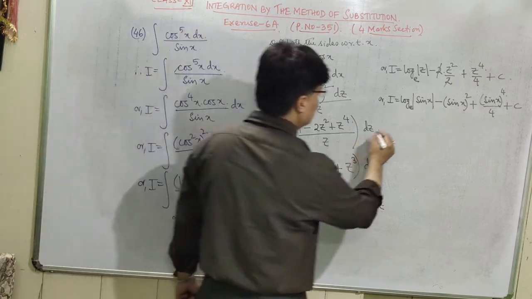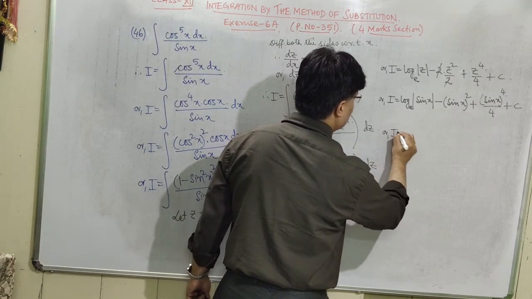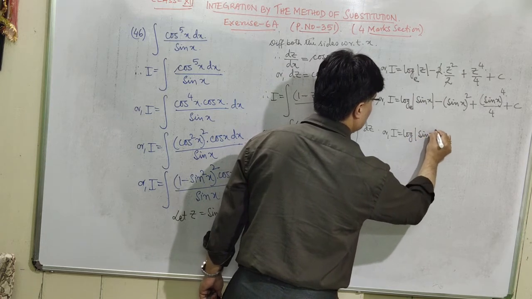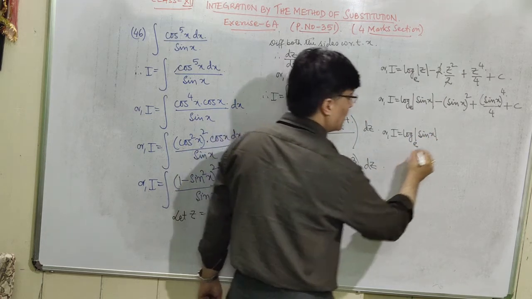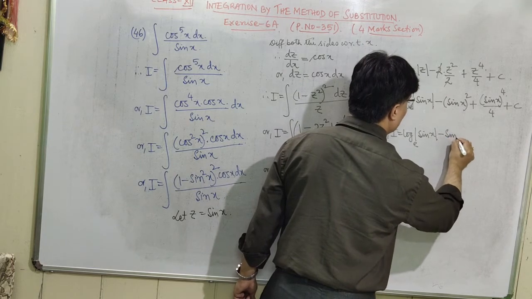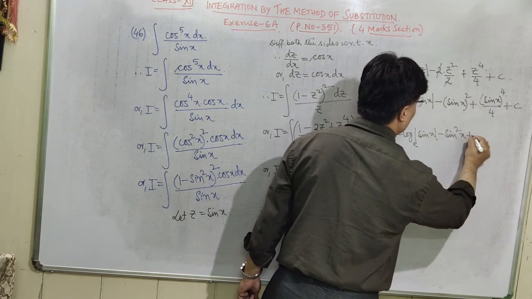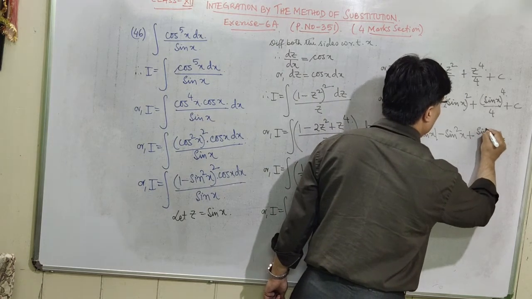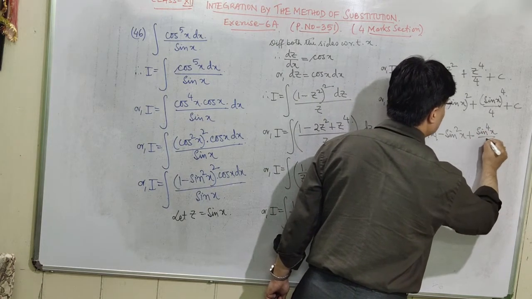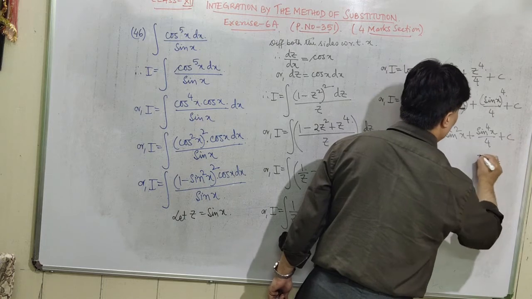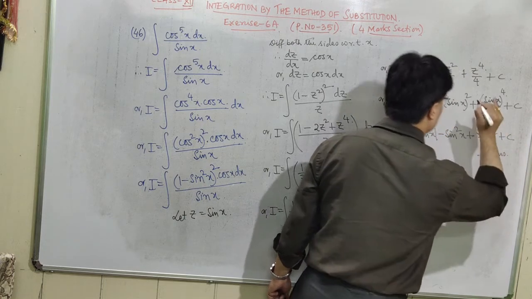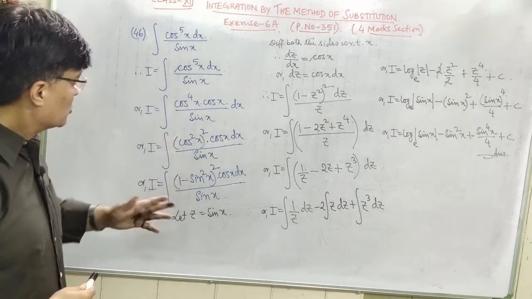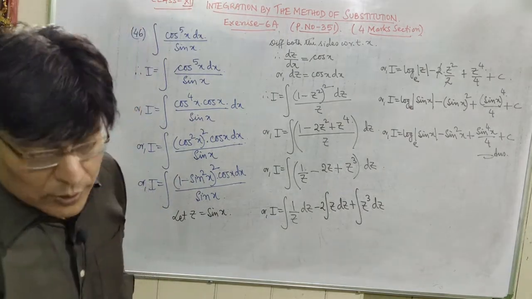So let us simplify it. Or I is equal to log within mod sine x base e minus, what is sine x whole square? It is sine square x plus, what is sine x whole to the power 4? It is sine to the power 4x divided by 4 plus c. So this is the final answer. So you can copy it. Now we'll do the next question.